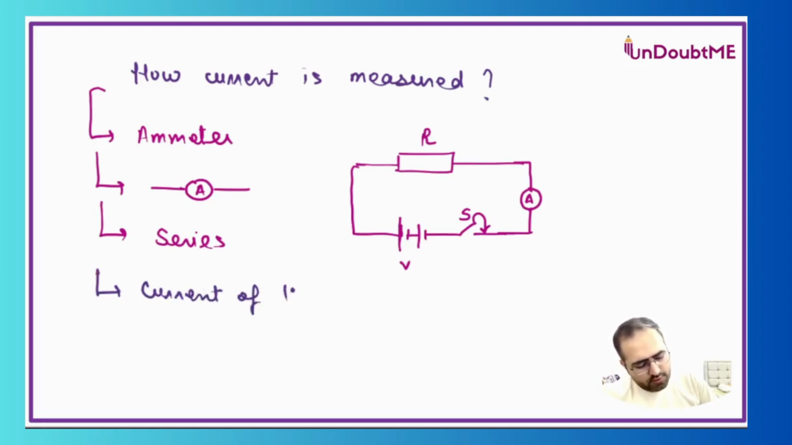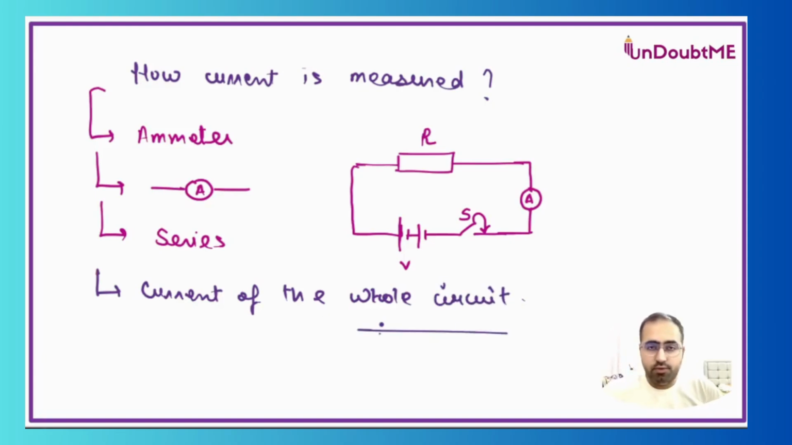Okay, so one more important point, an ammeter measures the current of the whole circuit. It measures the current of the whole circuit. Okay, so wherever you apply an ammeter in series, it will always give you the current which is the net supply for the whole circuit.